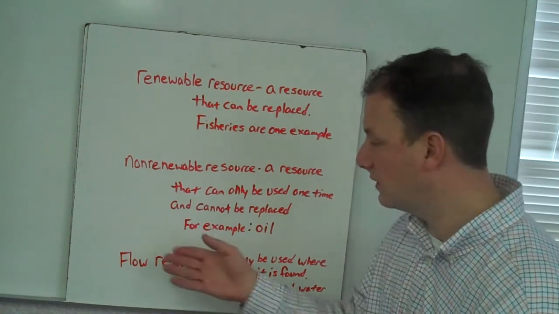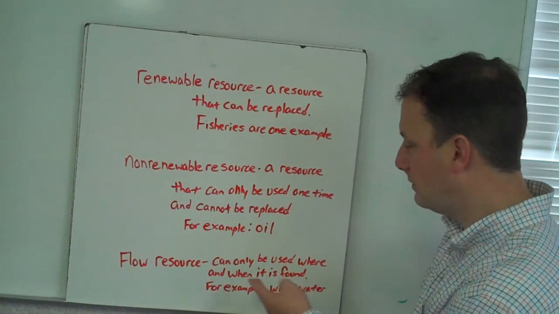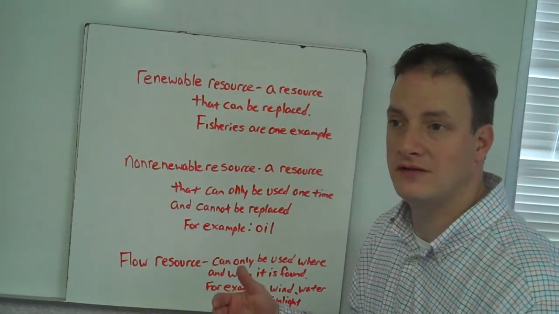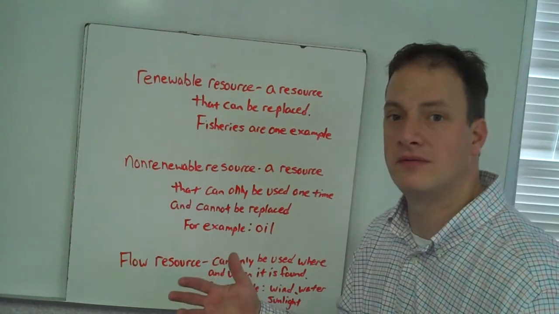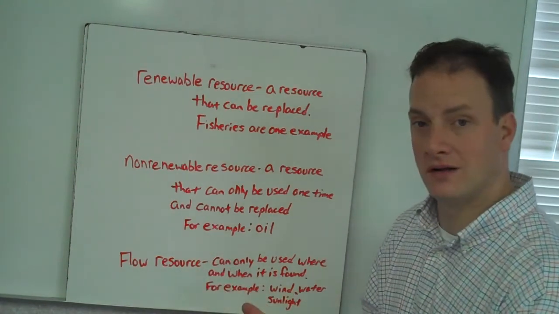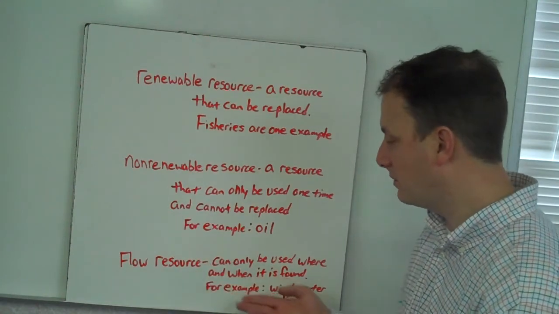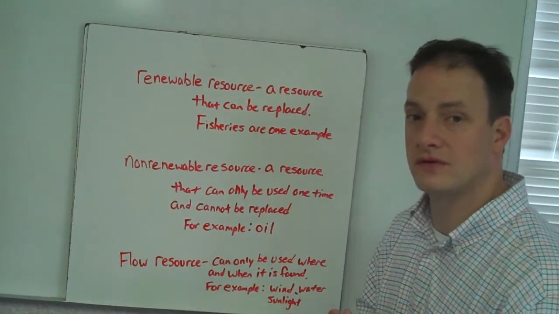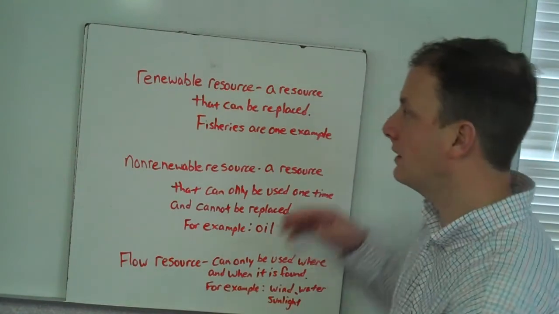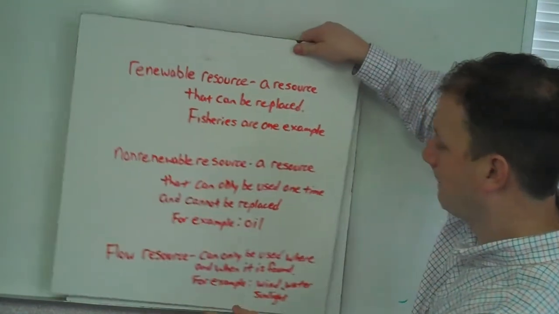Water is also a flow resource because it can only be used when and where it's found. If I live out in the desert and there are no lakes or rivers or streams around, obviously I can't rely on water. Right? So those are examples of flow resources. They are resources that are used only where and when they are found.